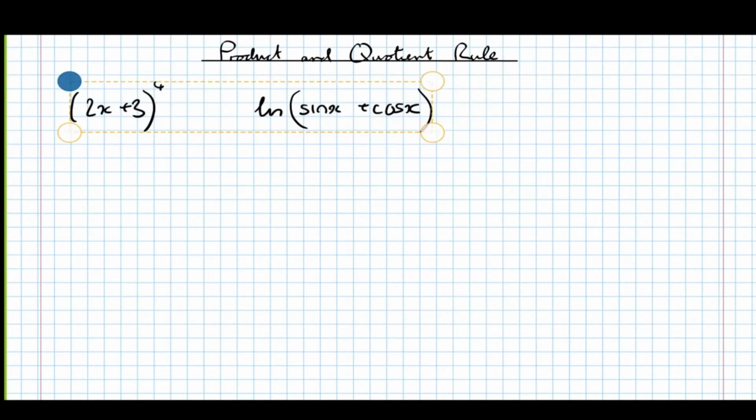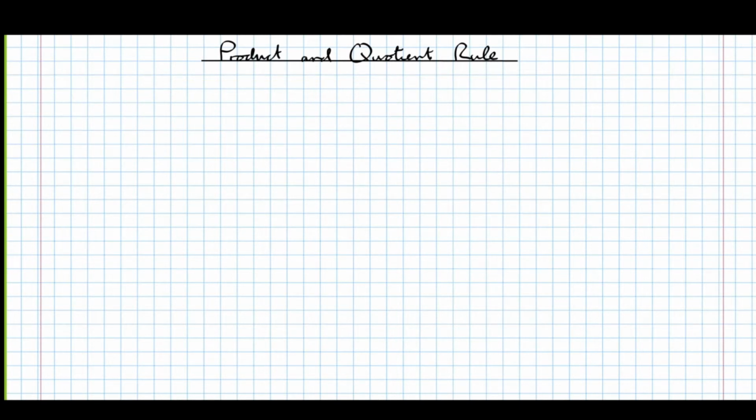But actually, we saw that the chain rule didn't apply last week when it was the product of two functions. For example, x times ln x. The chain rule didn't apply there, and there's actually a different rule for something like that. So I'll start by just telling you what the product rule is.